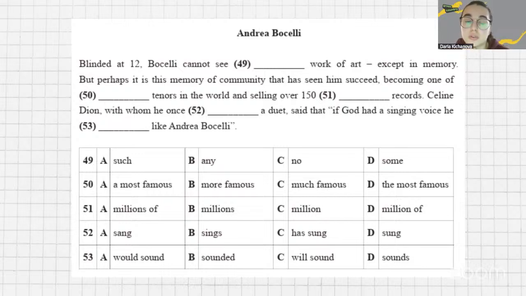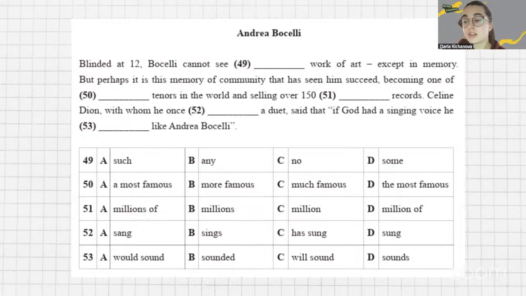And we are going to talk about one artist. So let's start with the first question. There we have four options: such, any, no, and some. As I said before, we need to use context clues. What does it mean? We need to find some words that can help us.